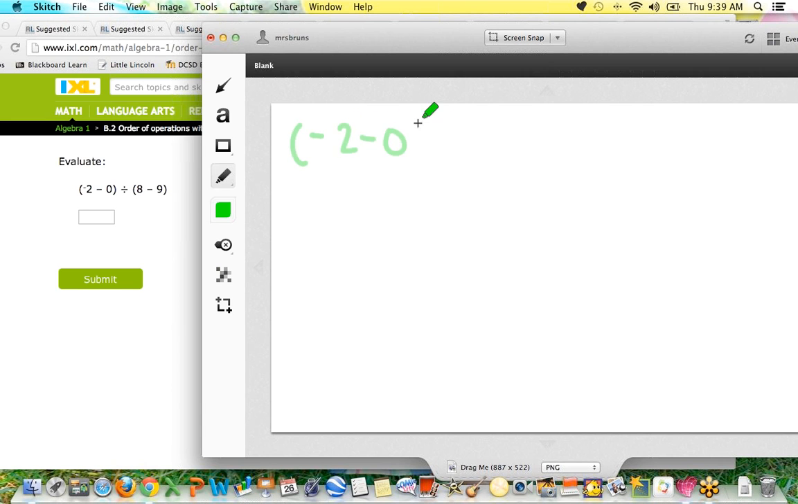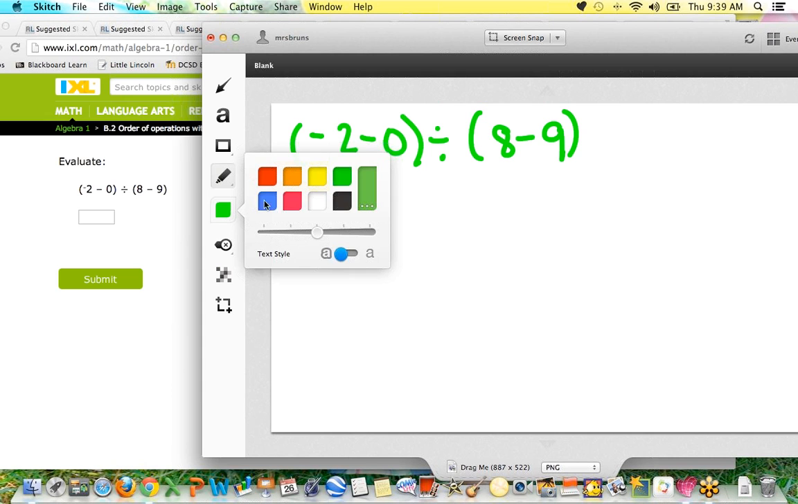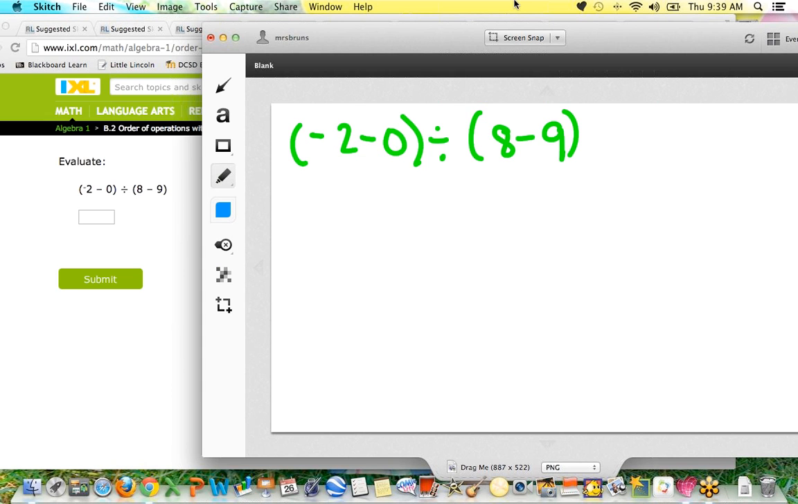-2 minus 0 divided by, and then another parentheses, 8 minus 9. Okay, change my color because I like colors. I'm going to work with this set of parentheses first, just because. 8 minus 9, we all know, would be -1, right? Because 9 is 1 bigger than 8.